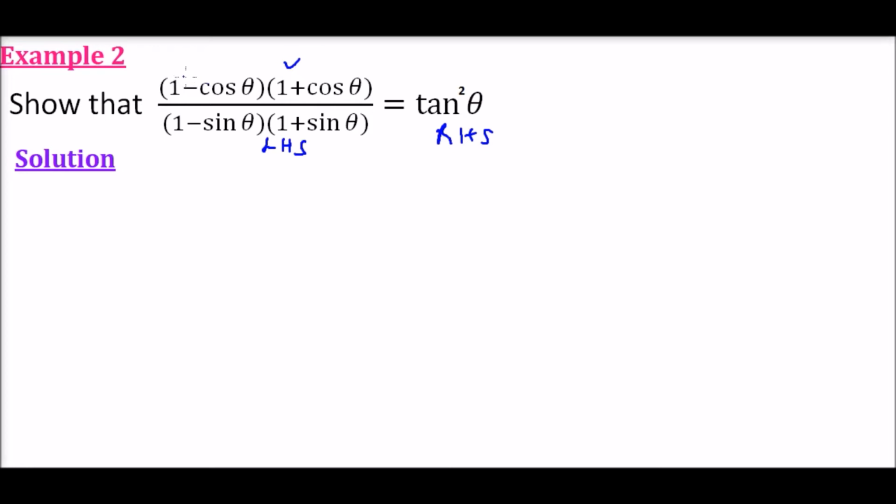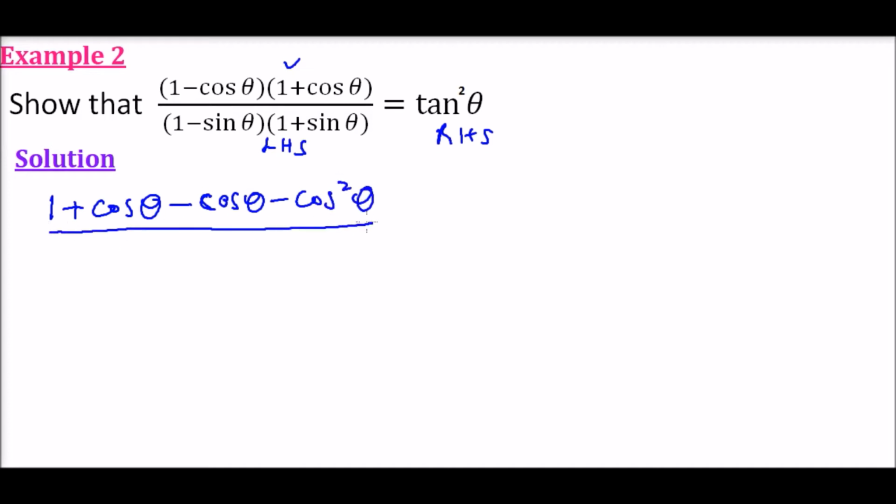So we multiply 1 times 1 and that will give us 1. Then 1 times cos theta will be plus cos theta. Then minus cos theta times 1, you get minus cos theta. Then minus cos theta times cos theta, you get minus cos squared theta. We do the same to the numerator. 1 times 1, you get 1. 1 times sin theta, you get plus sin theta. Then minus sin theta times 1, you get minus sin theta. Then minus sin theta times sin theta, you get minus sin squared theta, is equal to the right hand side.